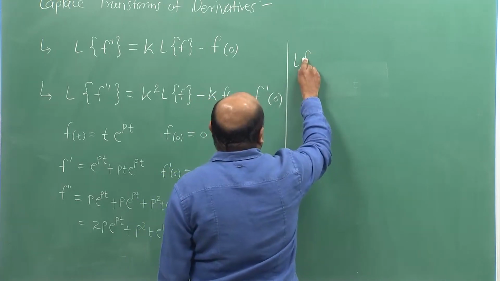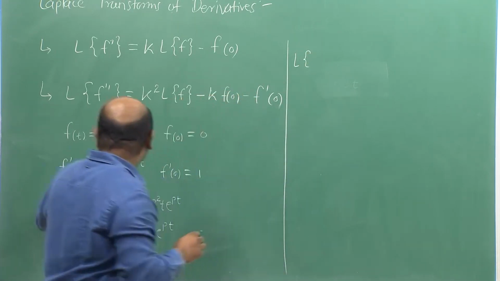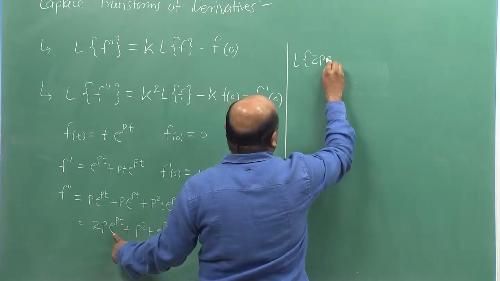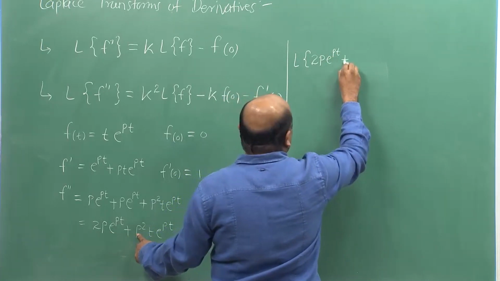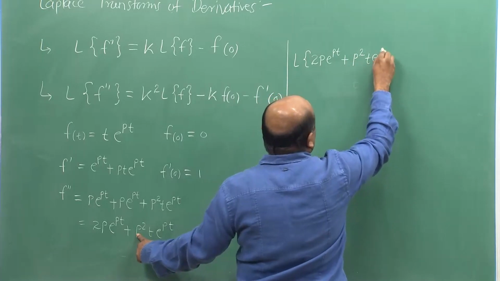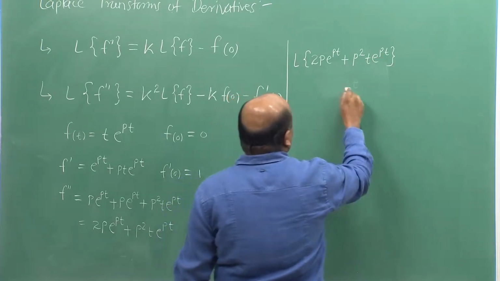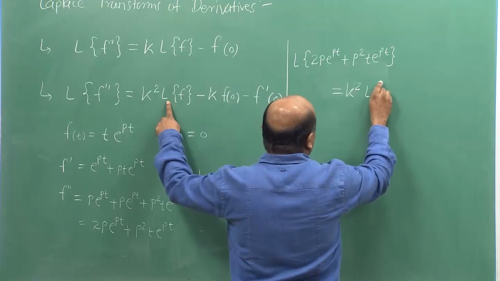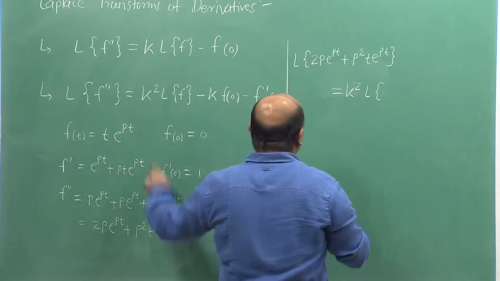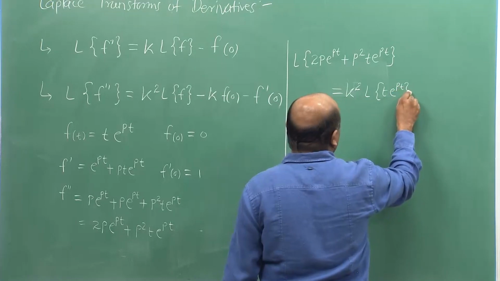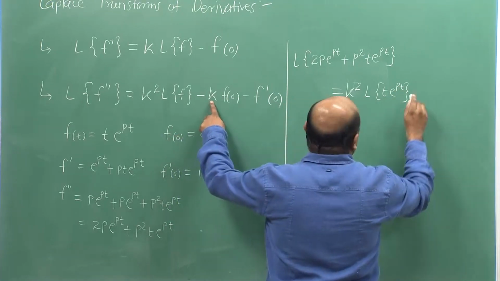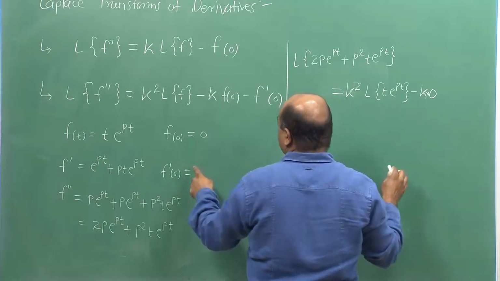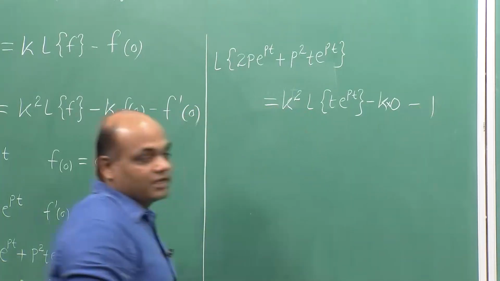And if we use the second formula here, we will get the Laplace transform of f double prime, which is 2p e to the power pt plus p square t e to the power pt, should be equal to k square times the Laplace transform of f, and f here is t times e to the power pt, minus k times f of 0, which is 0, minus f prime 0, which is 1.